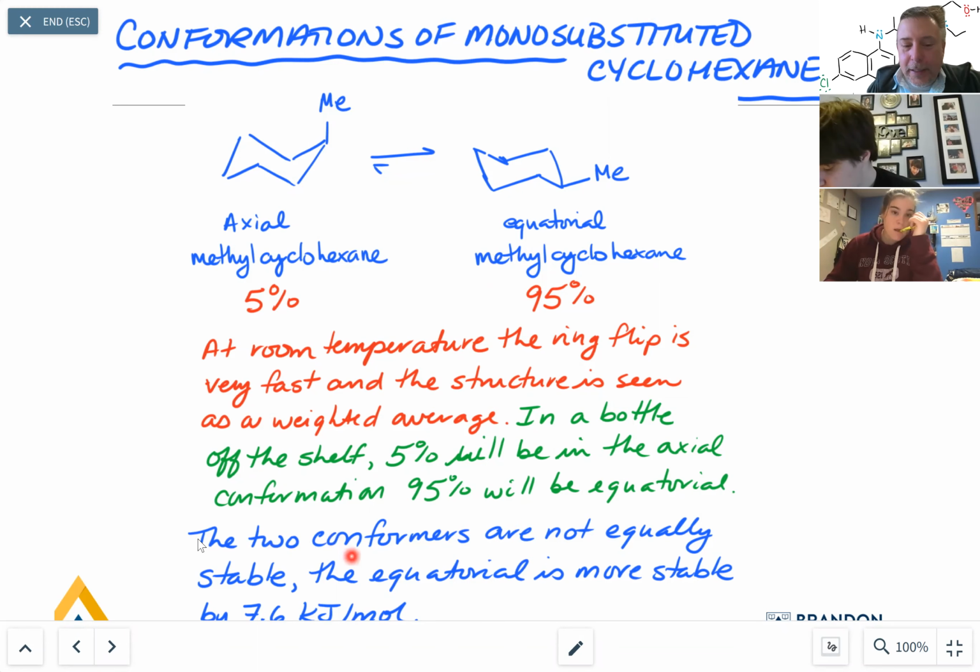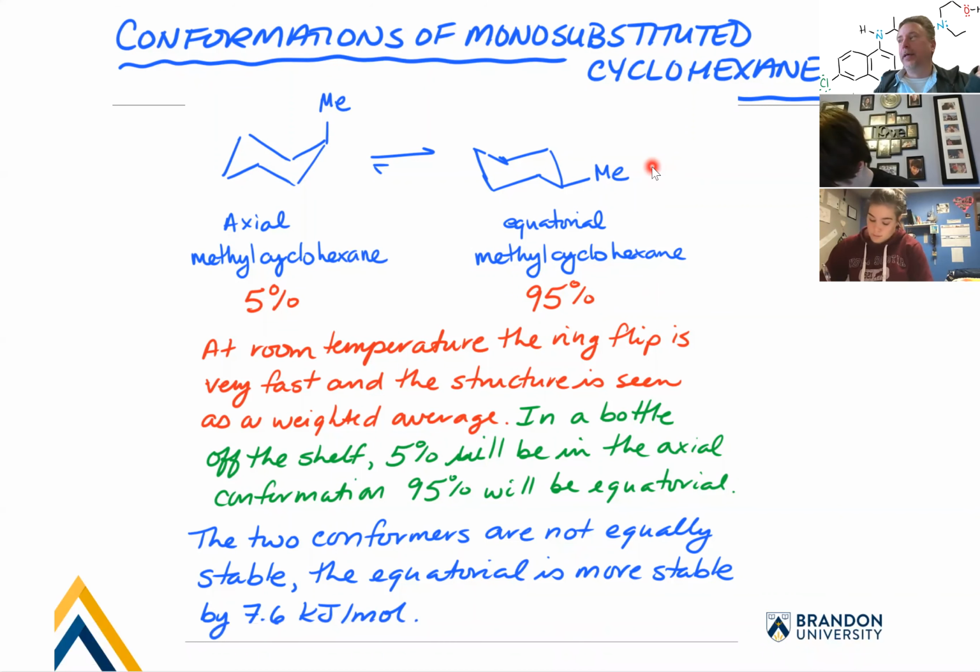So what this is actually telling us is that these two conformations or conformers are not equally stable. The equatorial one is stable by 7.6 kilojoules per mole. So the number really isn't important. What we're going to do is put a variety of groups on a cyclohexane, and we're going to be able to do an analysis and tell which one should be the more stable conformer, and that's really what we're looking for here.